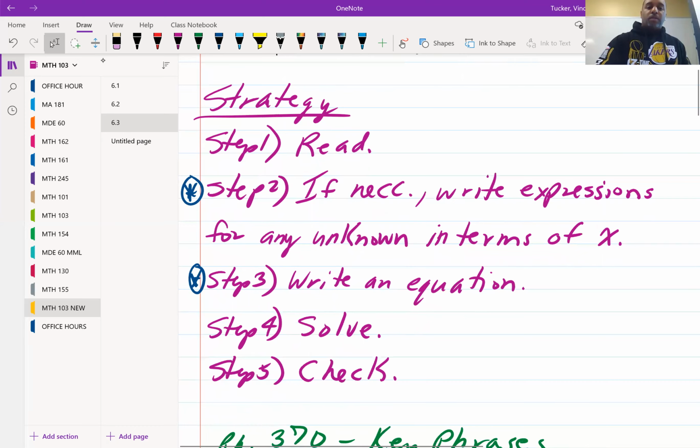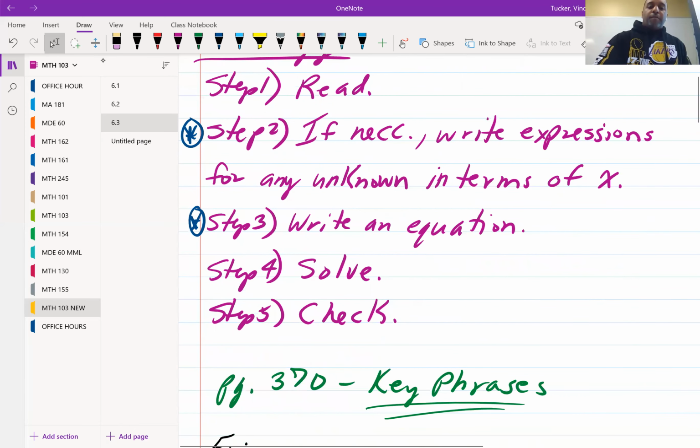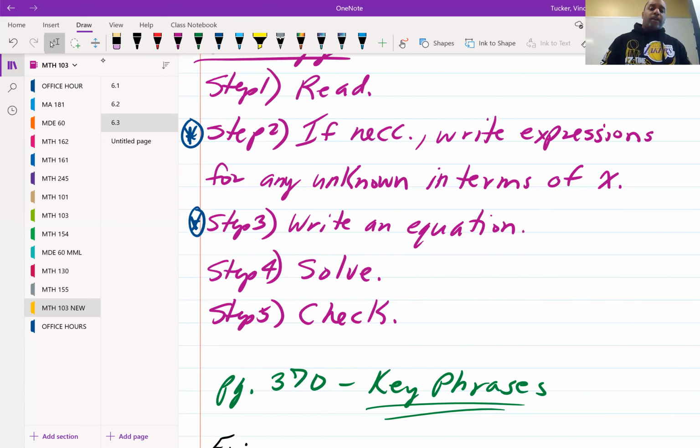Let's go up to page 370. There are key phrases that will help you out as far as wording, translating words to actual equations. Remember that this textbook is an e-text, also a MyMathLab, so you do have access to it.